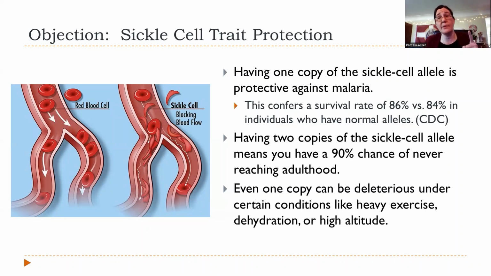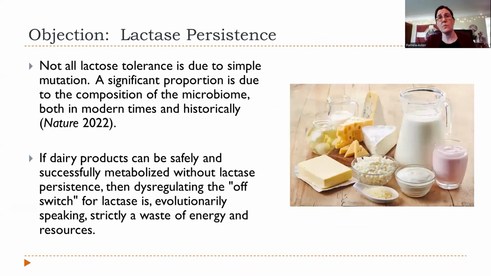And even 1 copy, the copy that makes you resistant to malaria, can cause you all kinds of problems if you're doing heavy exercise or athletic training, if you're dehydrated, or if you're at high altitudes. This is not an example of a beneficial mutation. It's an example of how a negative mutation stays in a population because it comes with a little bit of a benefit under certain selective pressures. Okay, this is actually a negative mutation. Don't let people fool you otherwise.